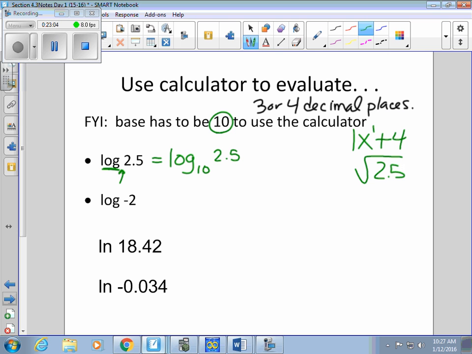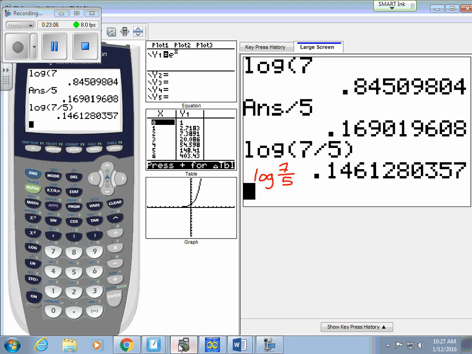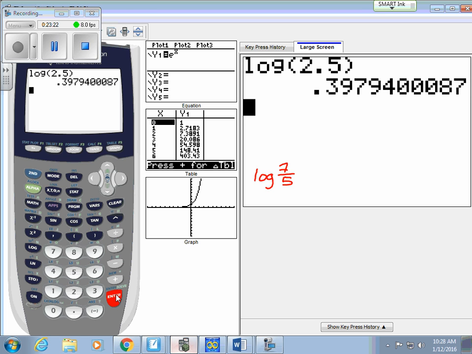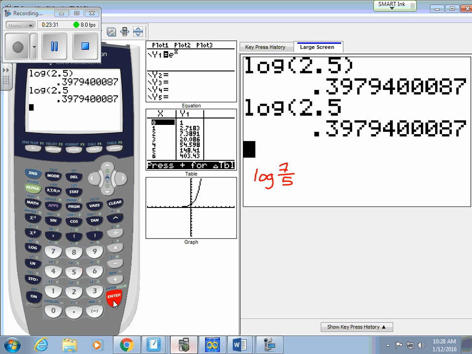When you go into your calculator, which we'll pull ours up, I'm going to clear everything out, and you hit your log button. It's understood to be the base 10. What do you want to take the log of? We want to take the log of 2.5. We just put in 2.5. If we don't close out the parentheses and I just put in 2.5, hit enter, it gives me the same result because nothing followed that 2.5. Are you with me?